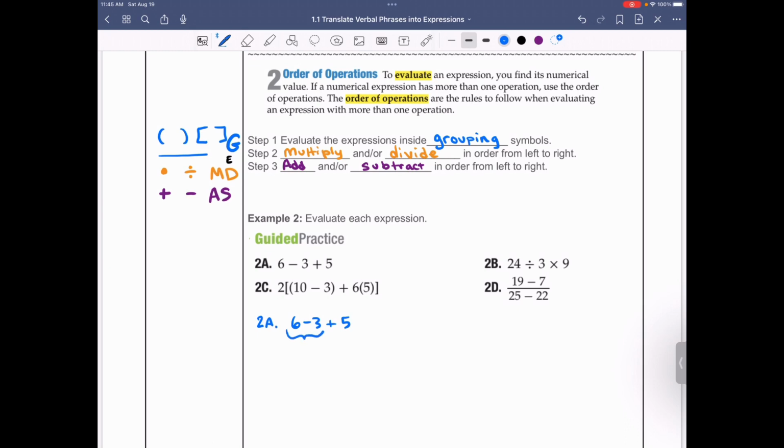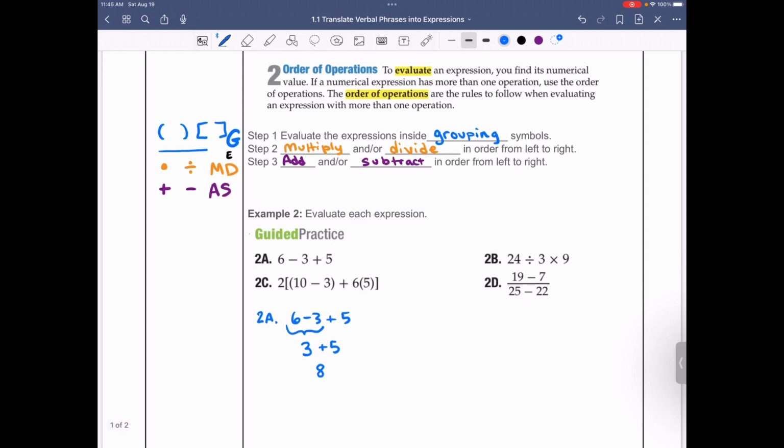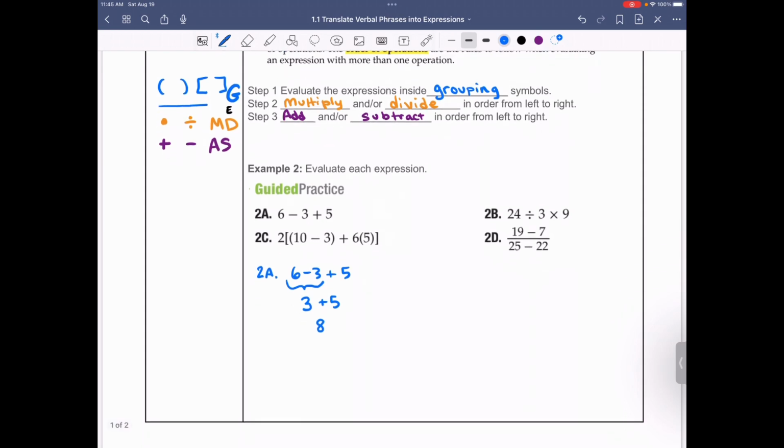This comes first because it's subtraction, and the subtraction came before the addition. 6 minus 3, and then I'm going to add 5, and that is equal to 8. This is how I want you to show your work for order of operations, so I can see step by step what you did.